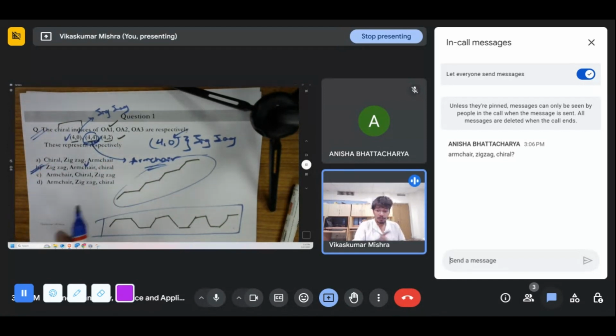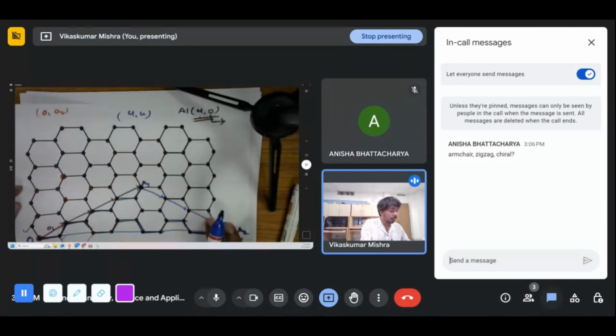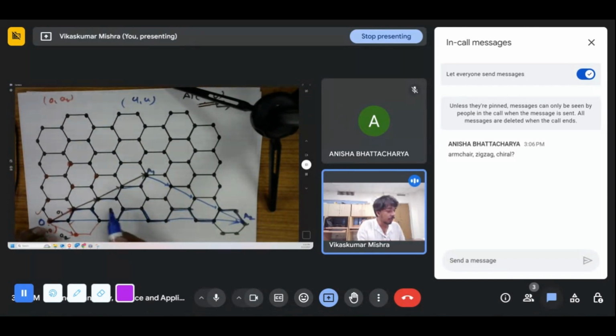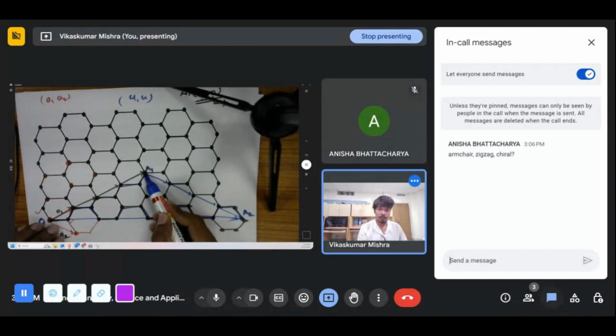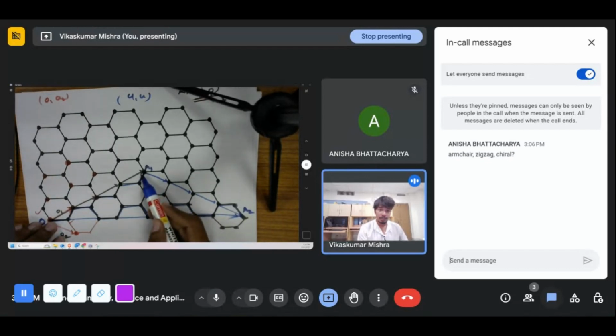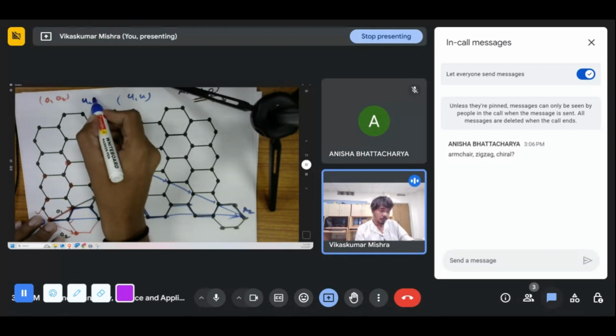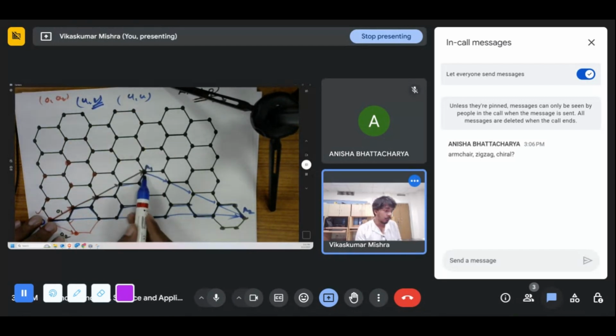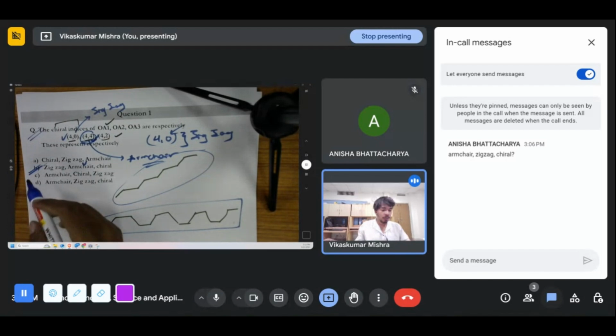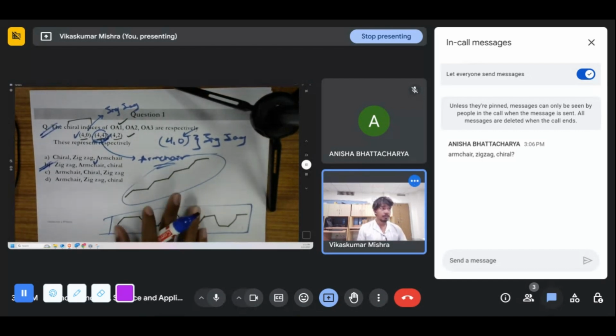And 4 comma 2 will always be a combination. So let's look at where a3 will lie. We move by the amount of 4 along the a1 direction, but we have to move in the a2 direction also by the amount of 2. So 1, 2. So we'll get somewhere over here, and it's a chiral one. It's not the armchair or the zigzag pattern. Okay, it won't follow those things. So with that, we got option B to be the right option, and with that, question number 1 we have solved. Please let me know if there is any doubt in question number 1.